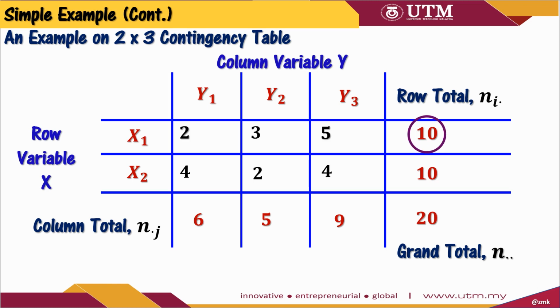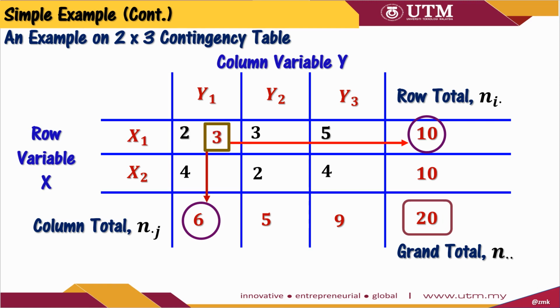Now, if you multiply 10, which is the first row total, by 6, which is the first column total, divided by the grand total 20, you will get the expected value in the first cell, which is E11, given by 3. Similarly, if you multiply this 10, which is the second row total, by 5, which is the second column total, divided by the grand total 20, you will get the expected value in the fifth cell, which is E22, given by 2.5.